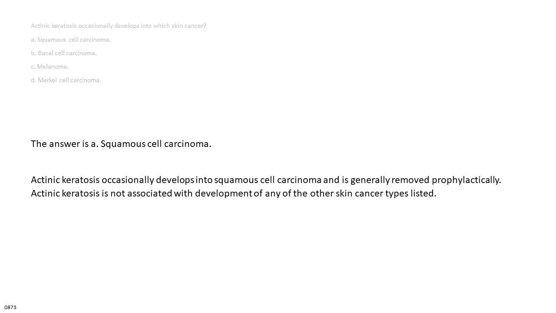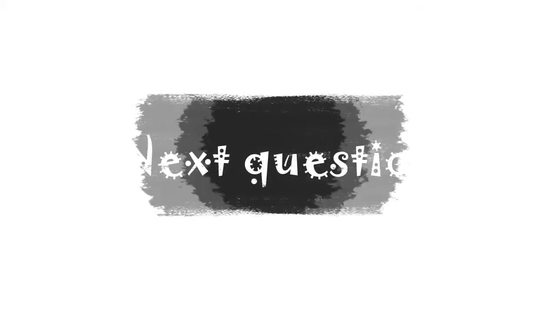The answer is A. Squamous cell carcinoma. Actinic keratosis occasionally develops into squamous cell carcinoma and is generally removed prophylactically. Actinic keratosis is not associated with development of any of the other skin cancer types listed.